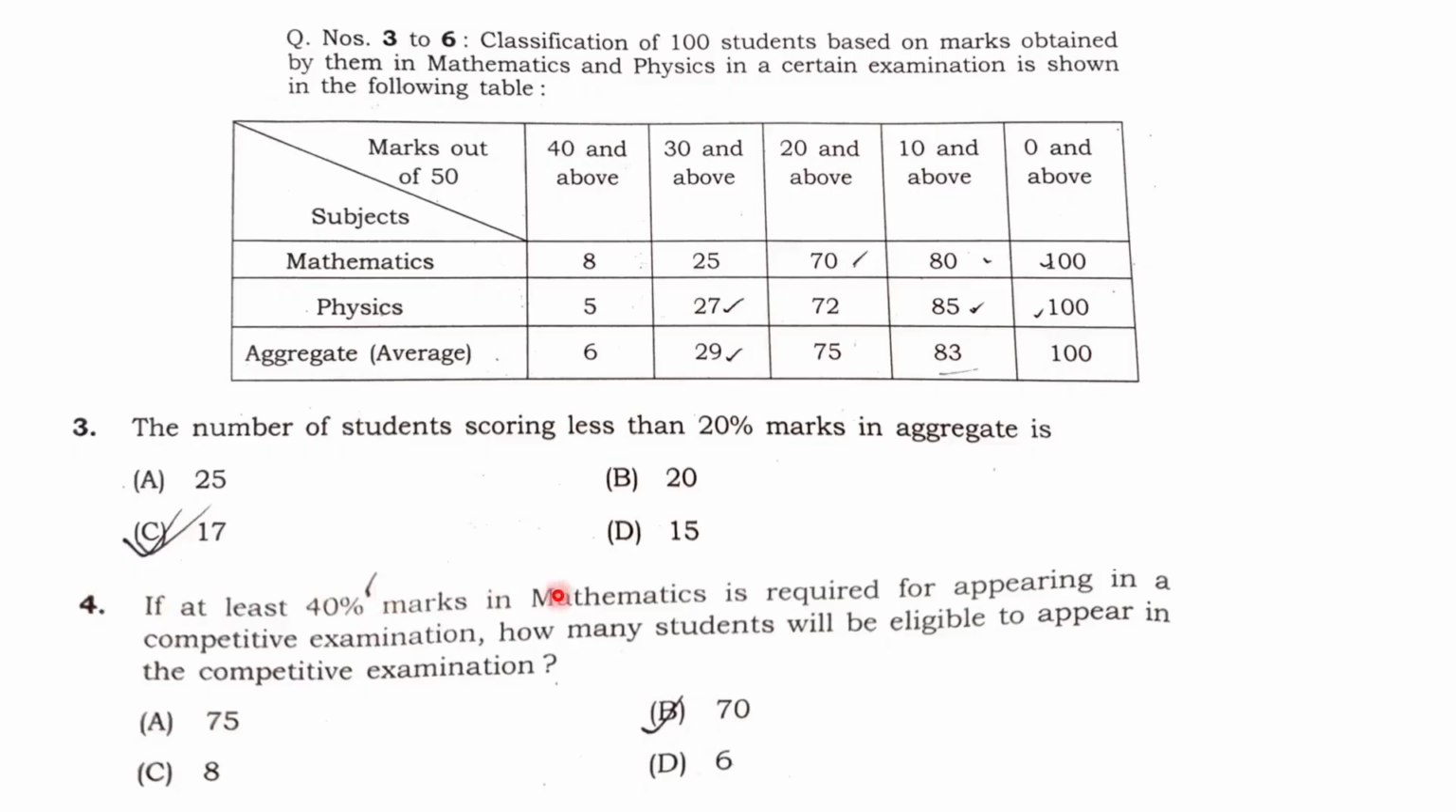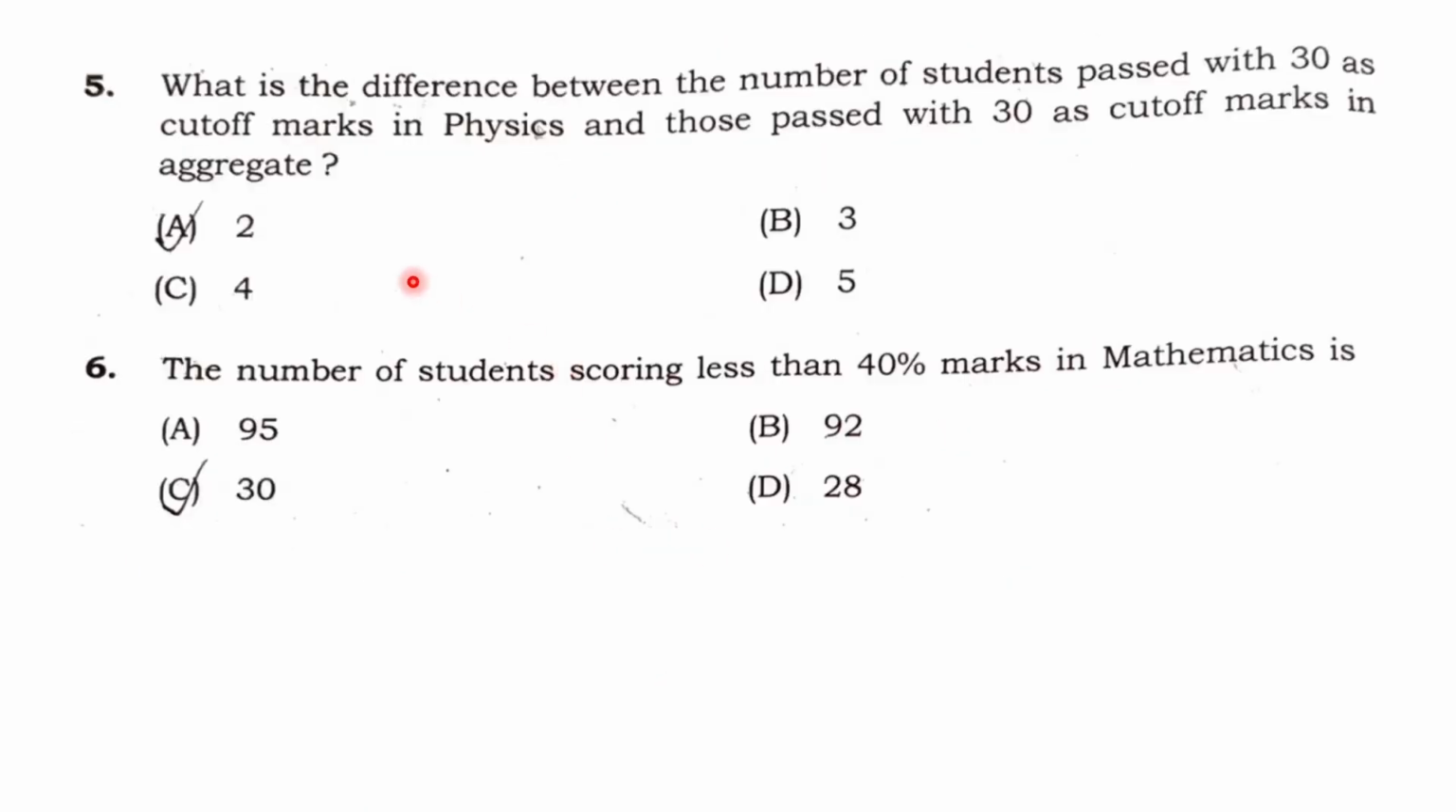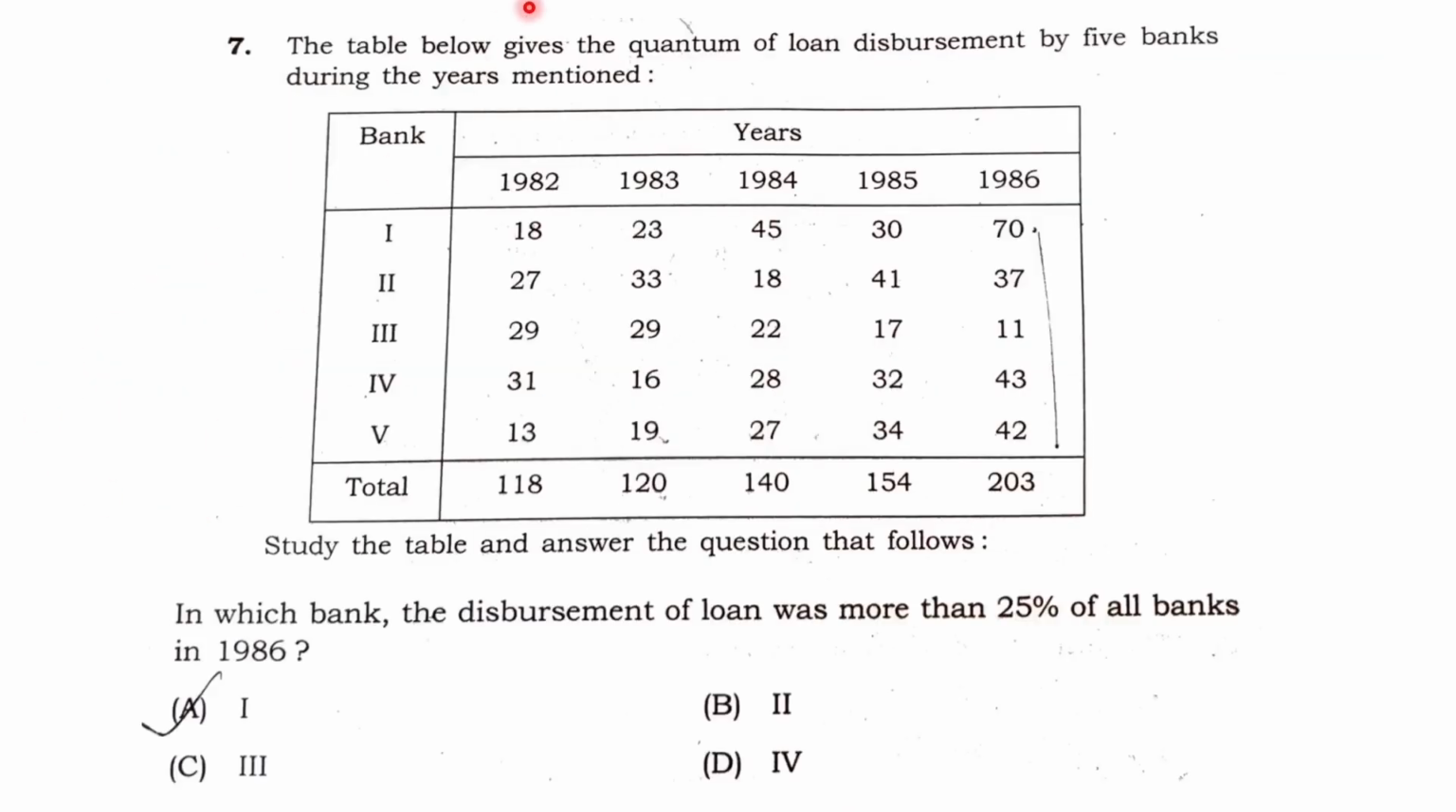At least 40% marks in mathematics: 40% marks means 20. So in mathematics, at least 40% marks is 70, so the answer is 70. Here we have, what is the difference between the number of students. Like the previous cases we will do the same, and the correct answer should be 2, and for 6 it is 30.